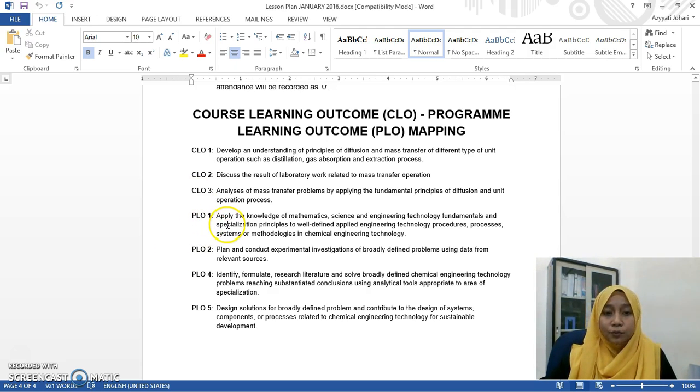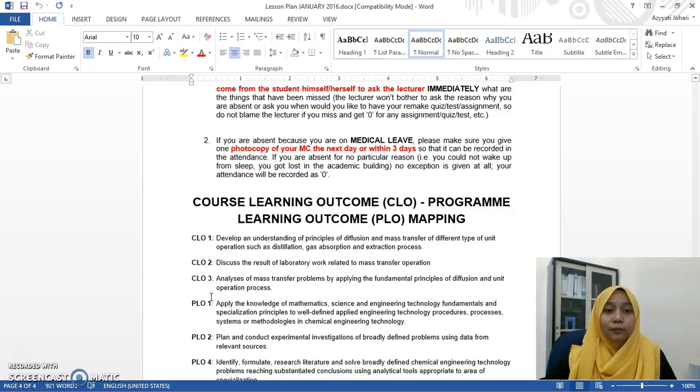Okay, so PLO1, what is PLO1? PLO1 is apply the knowledge of mathematics, science and engineering technology fundamentals. PLO2, plan and conduct experiment. PLO4, identify, formulate research literature, and PLO5, design solution for broadly defined problem. So all together you will learn and you will get the knowledge in this subject.